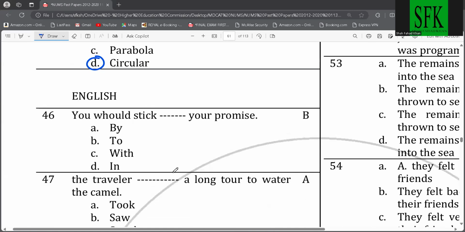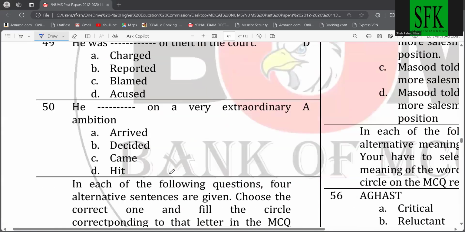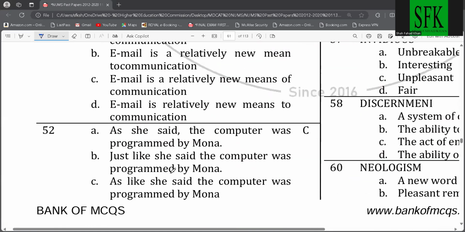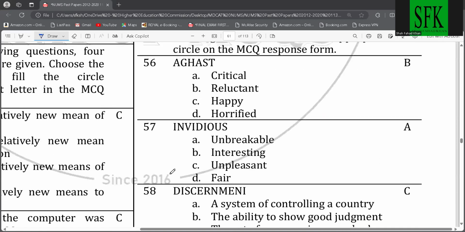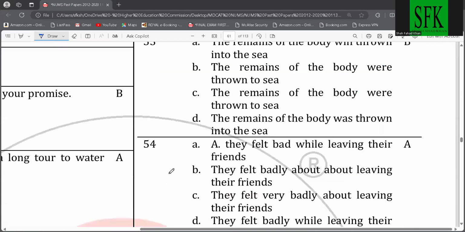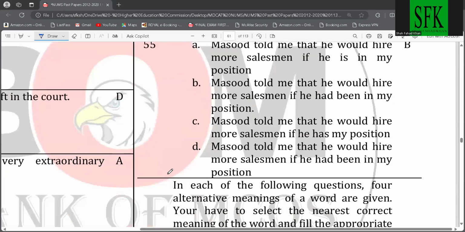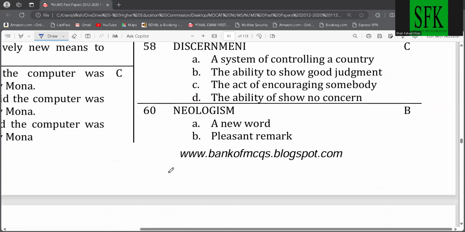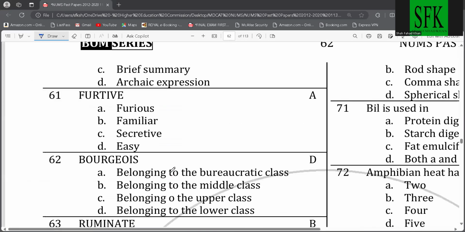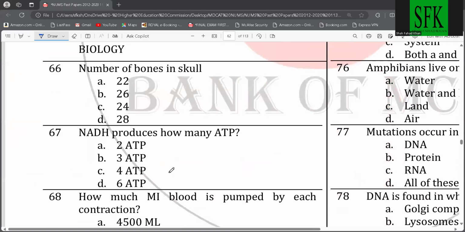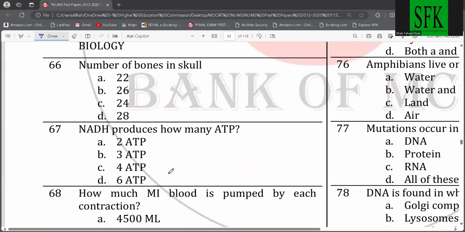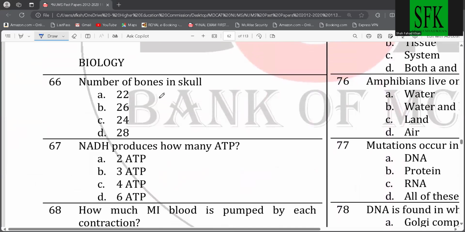Now this is the English section. You guys can do this on your own, or you should be doing it on your own. I'm not going to do the English section here. Just scrolling through the questions over here, which are written. And then after them, we are going to move on to the biology section. Let's do the most important questions out of biology.